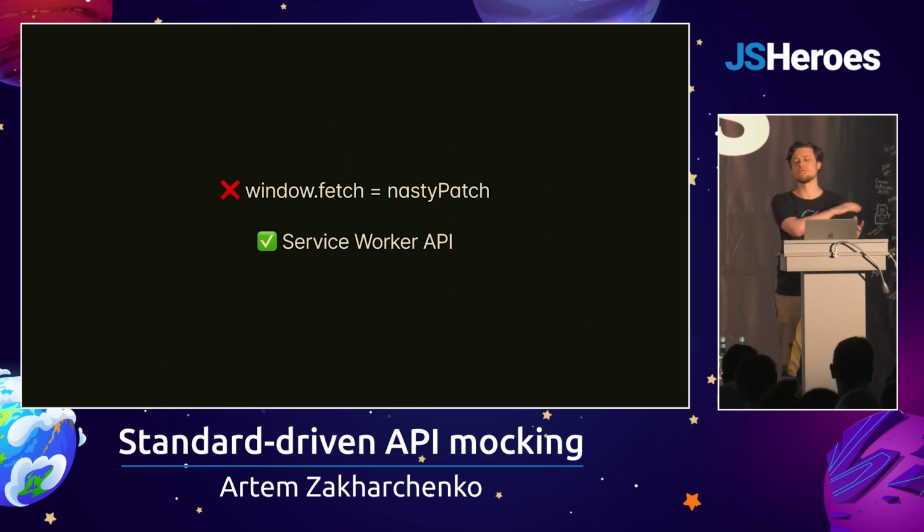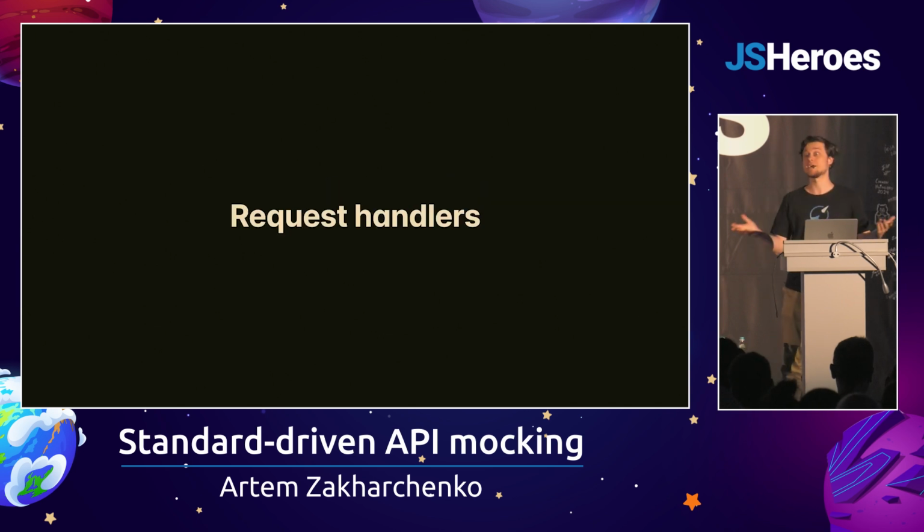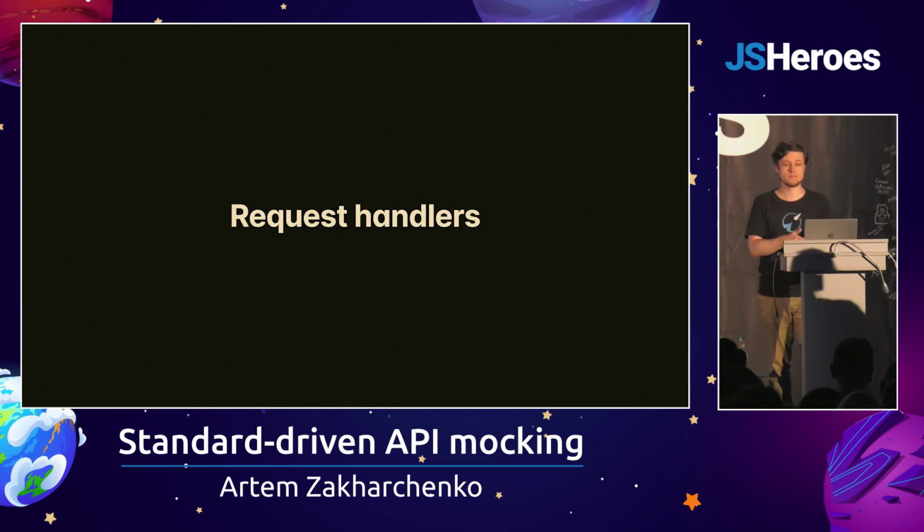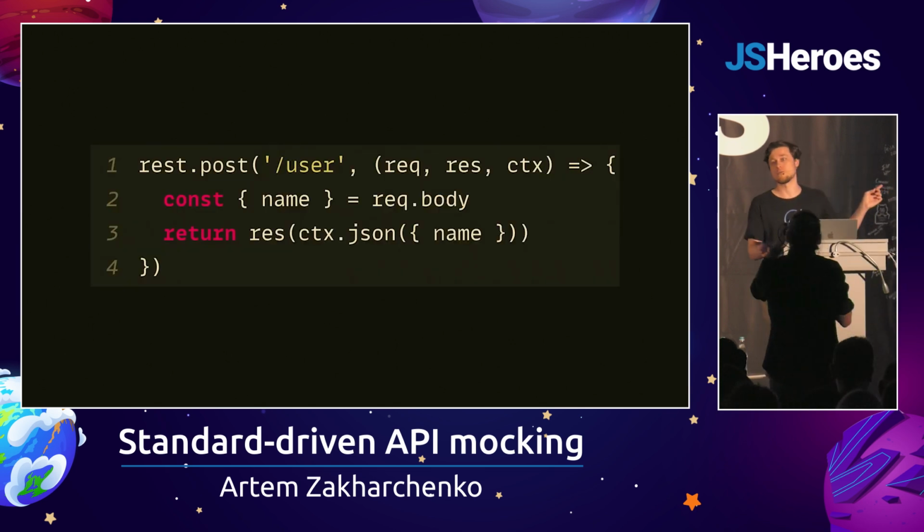But okay, this is all fun. But how do you actually mock a request? How do you describe that network? Well, you use these functions called request handlers. In very simple terms, it's a function, and it controls which requests to intercept and what responses to return to those requests. Very simple. Here's an example of a request handler.